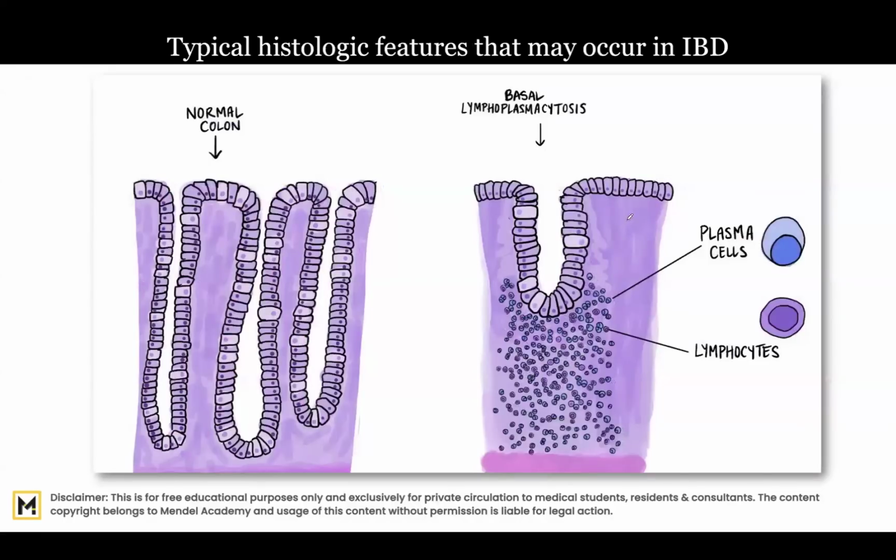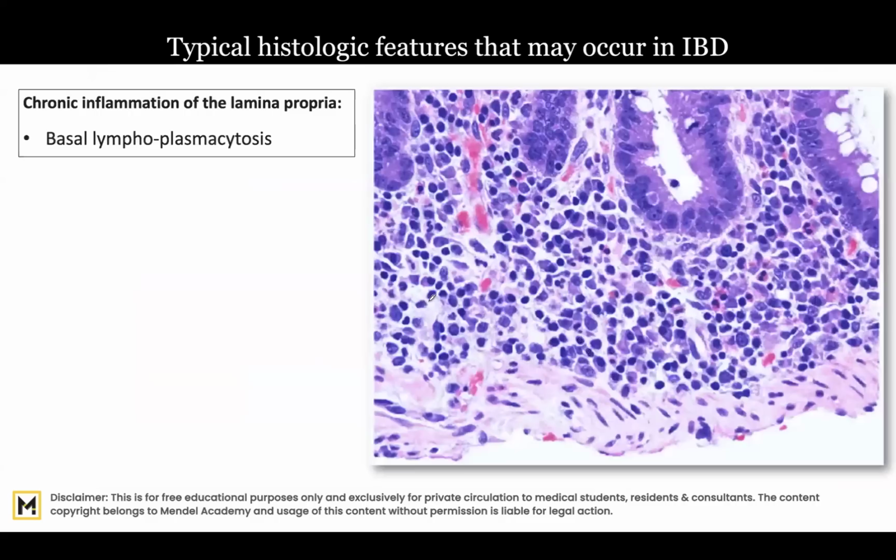The next one is to look at lymphoplasmacytosis. Again, beneath the crypts, you will see collections of not just lymphocytes, but more importantly, plasma cells. So getting hold of plasma cells is again a very good indicator of IBD. We will see histopathology of this.